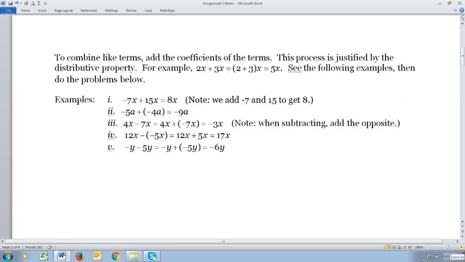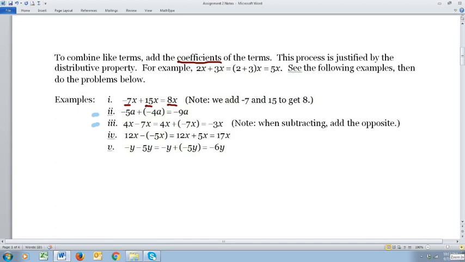So we need to talk about how we combine like terms. Basically, we just add the coefficients. That's just these numbers that are out front. So the number in front of the x. So -7 and 15, when we add those, we get 8. So our answer is 8x. On the next problem there, notice you have -5a and -4a. We add -5 and -4 to get -9.